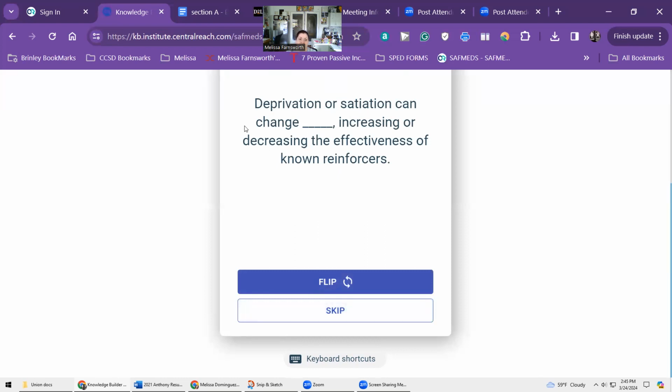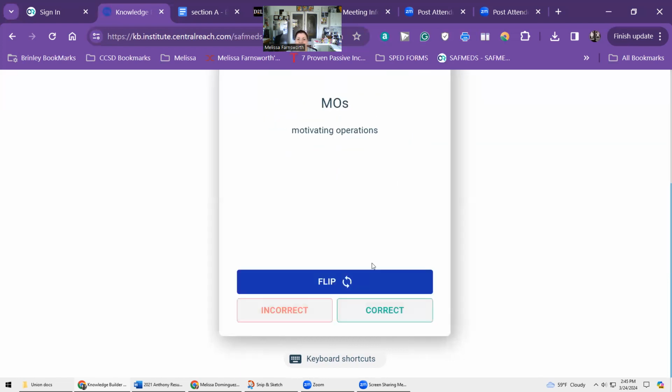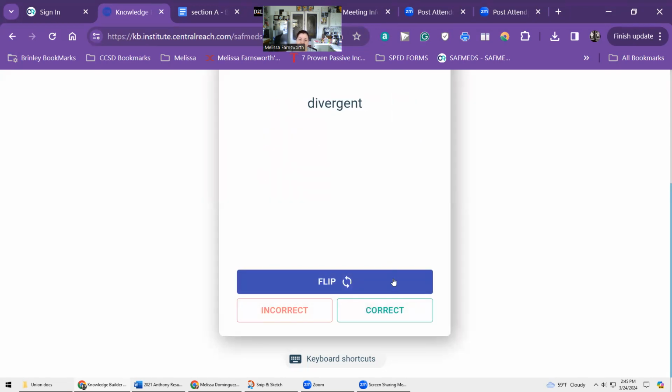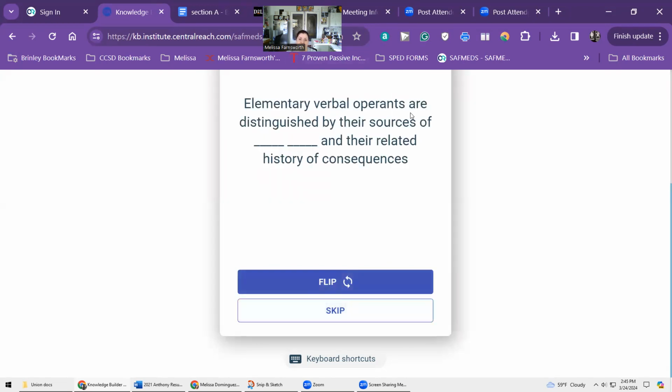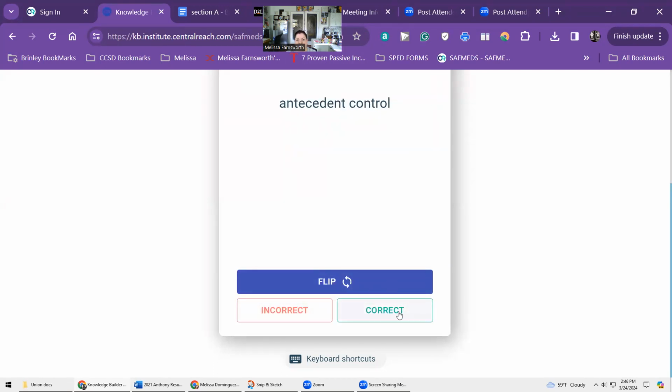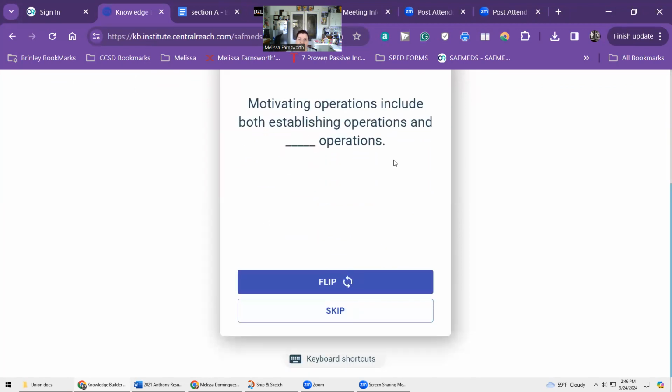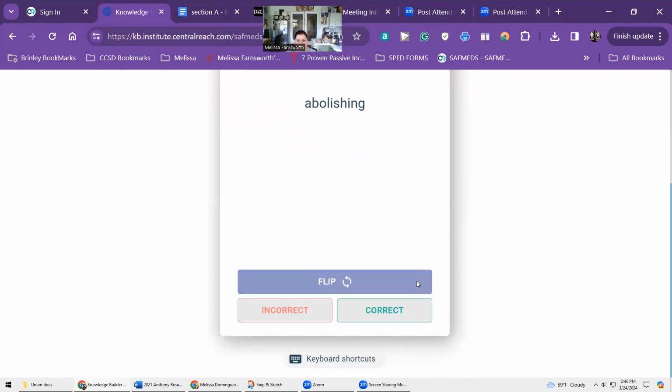Deprivation or satiation can change behavior, increasing or decreasing the effectiveness of known reinforcers. These are MOs, motivating operations. There are two kinds of multiple control of verbal behavior: divergent multiple control and convergent multiple control. Elementary verbal operants are distinguished by their sources of antecedent control and their related history of consequences. Motivating operations include both establishing operations and abolishing operations.